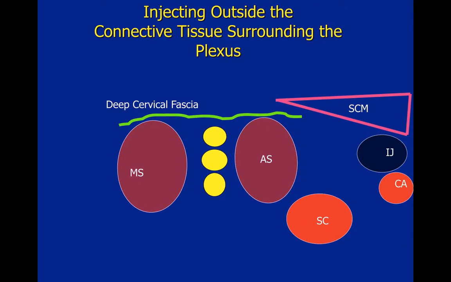Since 2006, we have used the technique demonstrated in this image. A study published in 2009 confirmed the effectiveness of injection outside the connective tissue surrounding the plexus in 200 consecutive patients.